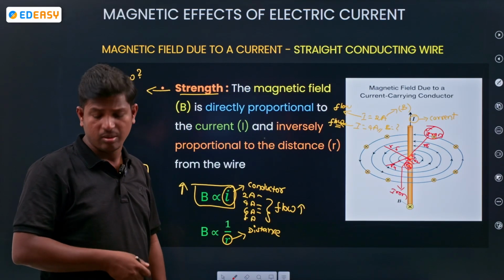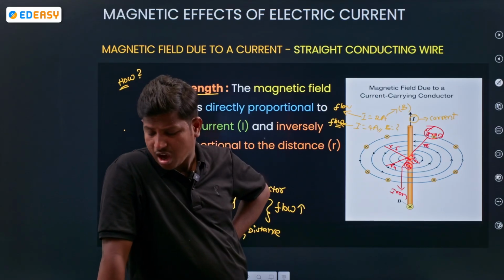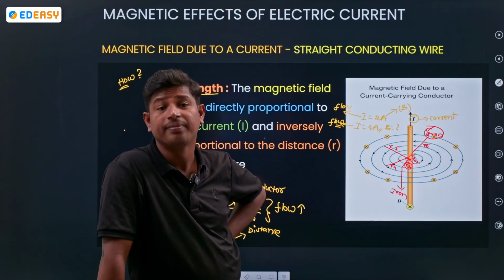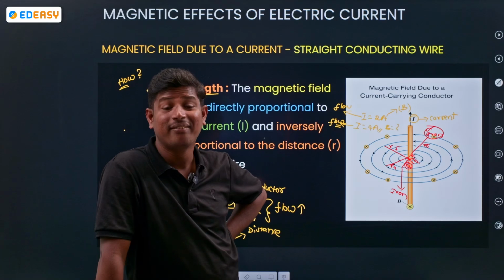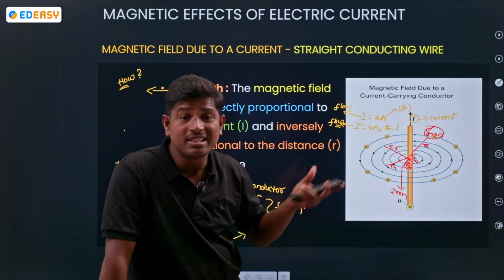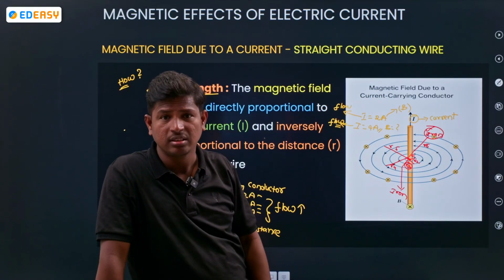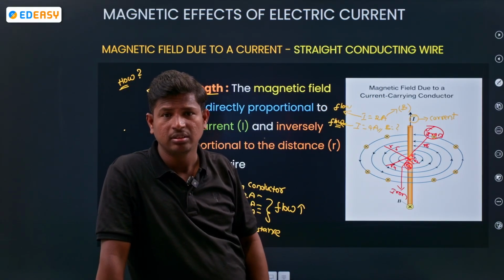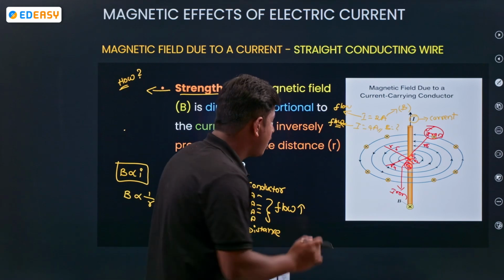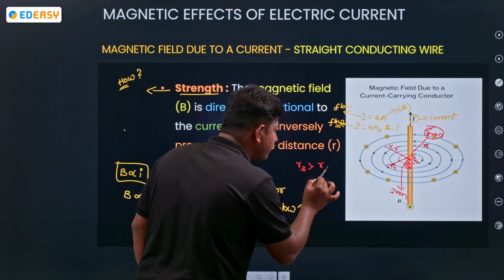Where is the attraction force maximum? Tell me. Anybody from the comment section? Where will the attraction force be maximum? At R3 or R6? At a distance of R3 or at a distance of R6? Hmm? At R3, the magnetic field is maximum compared to R6.